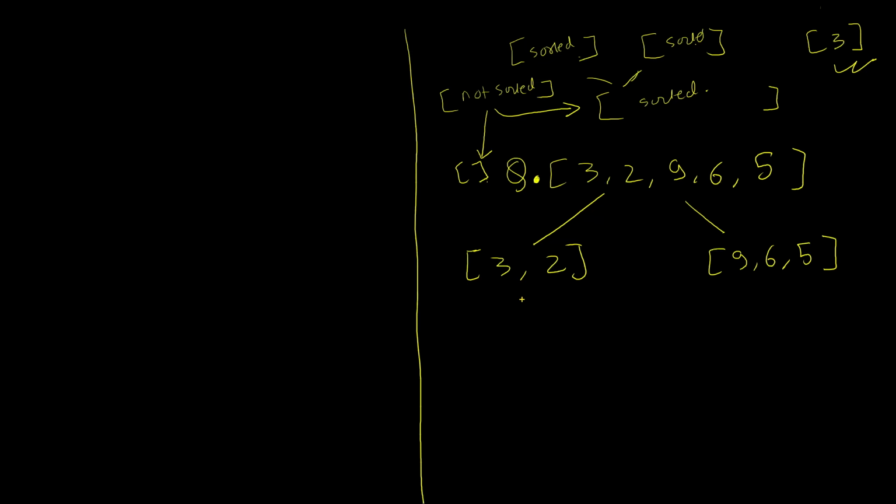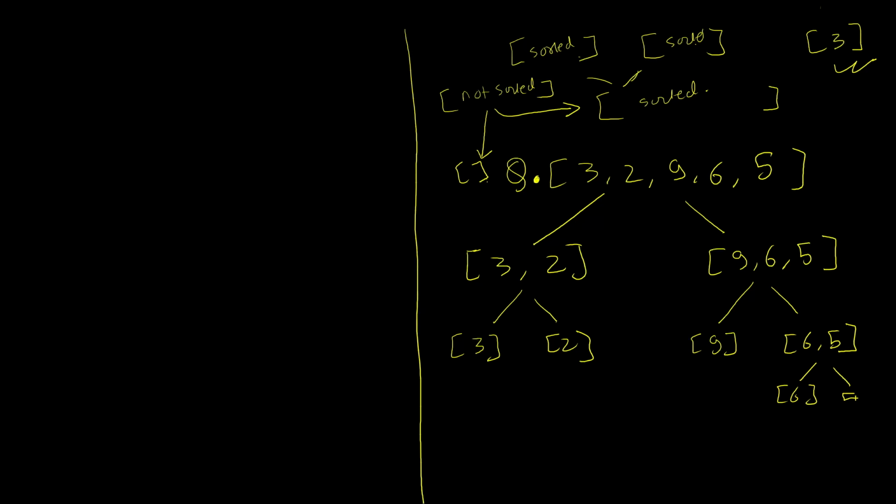We are still in our process of breaking it down. So let's break this down into 2 lists, one containing 3 and one containing 2. And in this case, we'll need to break oddly again. We'll have 9 on one side and we'll have 6 and 5 on the other. And I still need to do one break here in order to make them separate, 6 and 5. Now once I've done this, everything is separated into a single element. Now I can begin my process of merging.